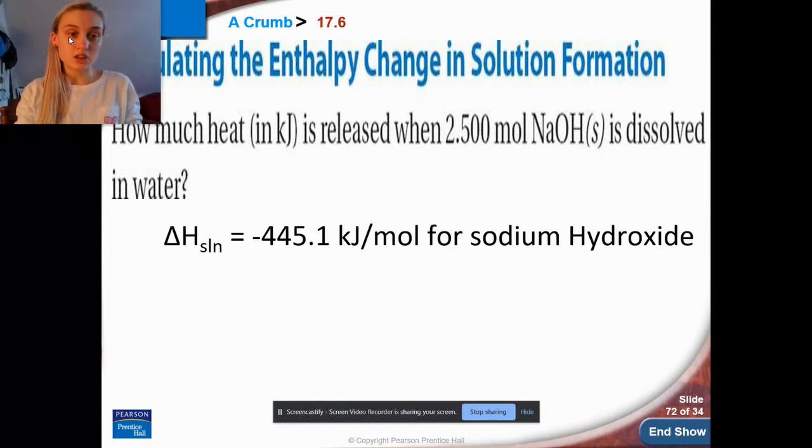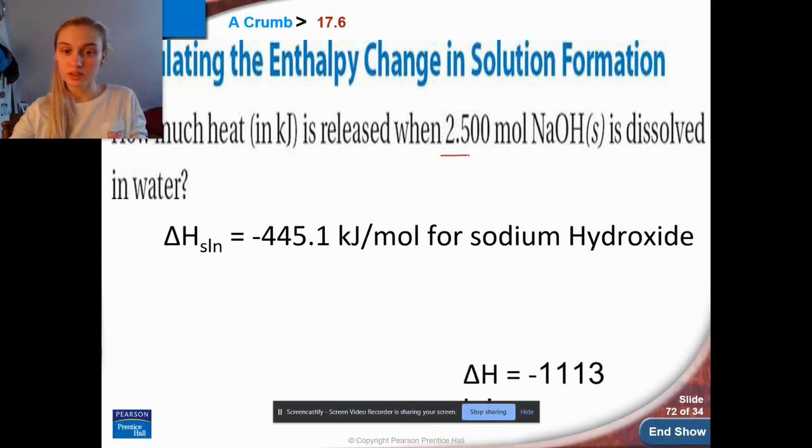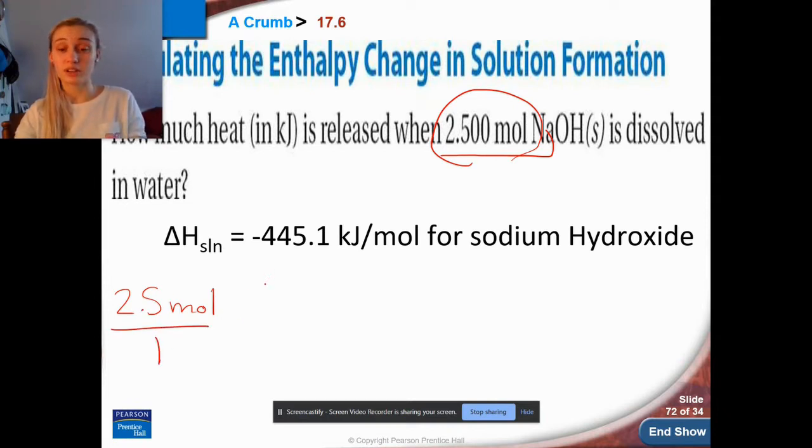So here is yet another problem. Let's do this together. This is saying how much heat in kilojoules is released when 2.5 moles of NaOH is dissolved in water. First things first, we're going to write down what's given. We're given 2.5 moles, so I'm going to write 2.5 moles over 1. This is nice for us because we're not given any mass. We don't have to convert from the mass to the moles. Moles are just given, so it's nice and easy.